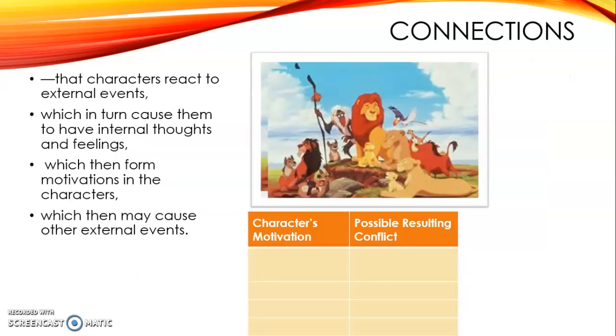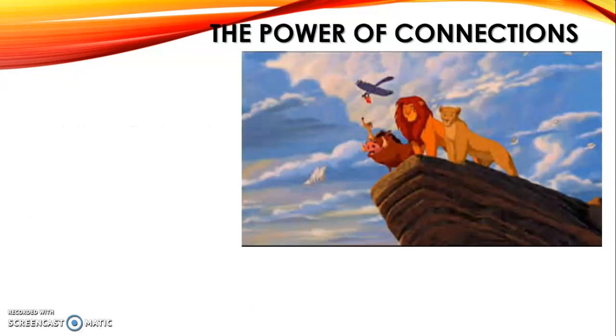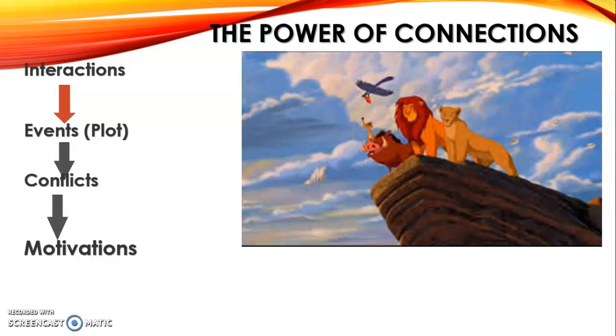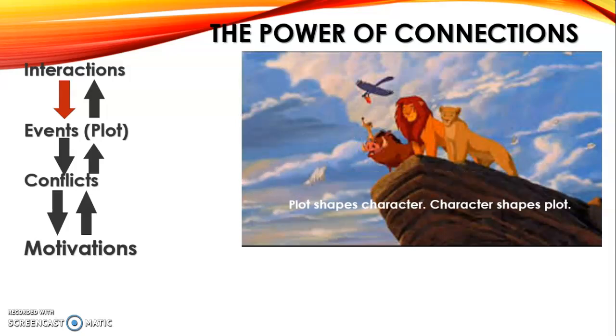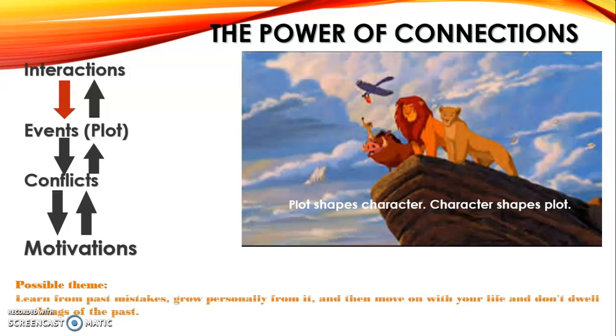Here's something that I want you all to think about: the connections. We're looking at the character's motivation and we're looking at the possible resulting conflict. Something I want you all to remember is the power of connection. All of these things work together. Their interactions, the events, the conflicts, the motivation, all of these things work together because the plot shapes the character and the character shapes the plot, and all these things help us to determine a possible theme. What's a possible theme in Lion King? Here's what I said. Learn from past mistakes, grow personally from it, and then move on with your life and do not dwell on the things that you cannot change. All righty.